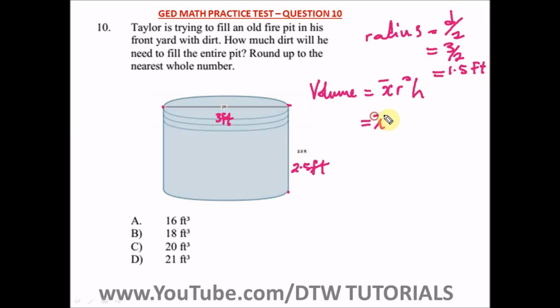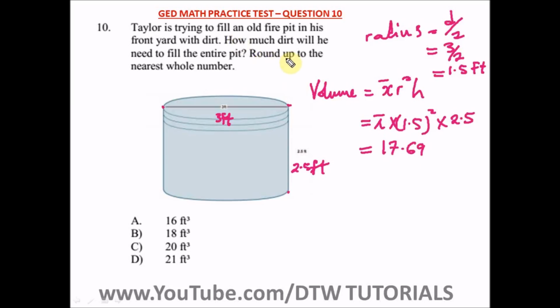All right, so we have here pi r squared, which is pi times 1.5 all squared times 2.5. Okay, so if we punch into our calculator pi times 1.5 squared times 2.5, it will give us 17.69.